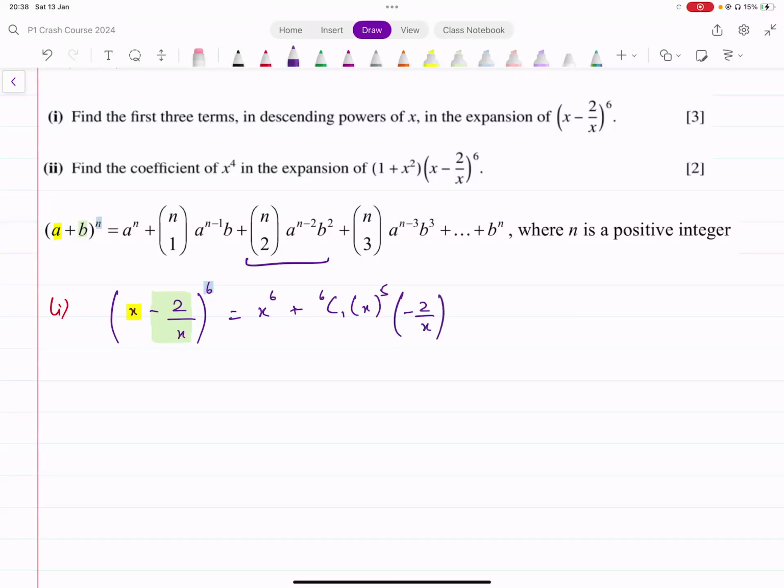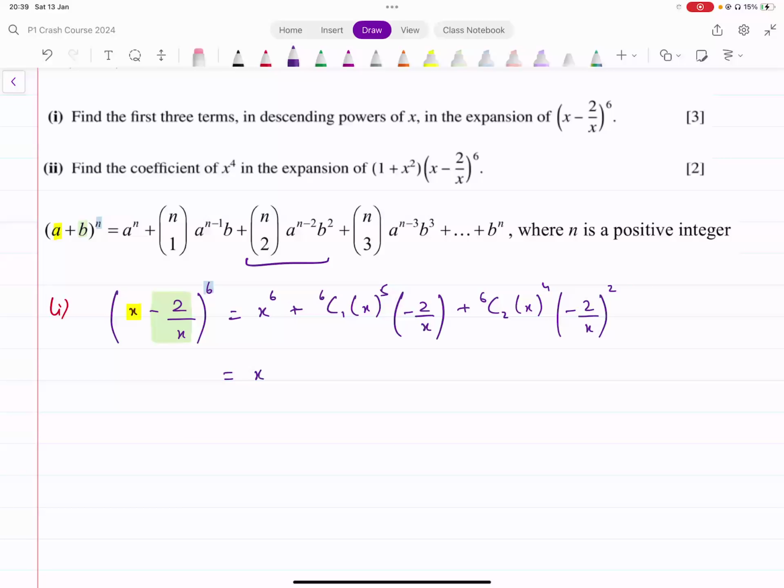Then we're looking at this term, that's nc2, that's 6c2, into x raised to power 4 into minus 2 over x whole raised to power 2. How many terms did we need to expand? The first three terms. We have the first three terms. This is the first one. This is the second one. This is the third one. We don't have to go any further than this. We stop at this point, and now we simplify this.